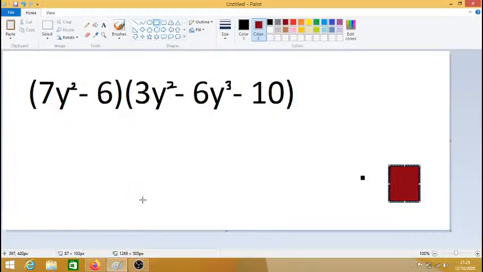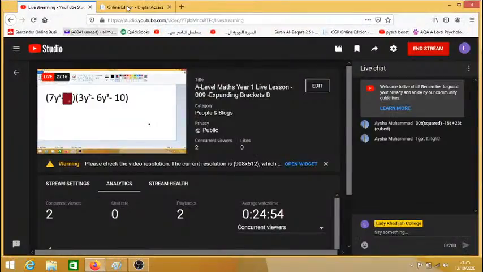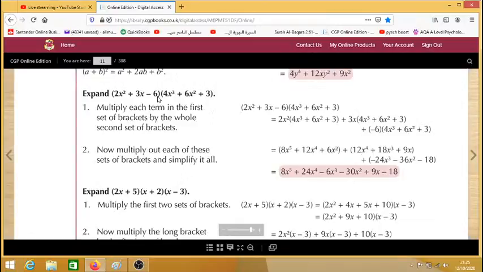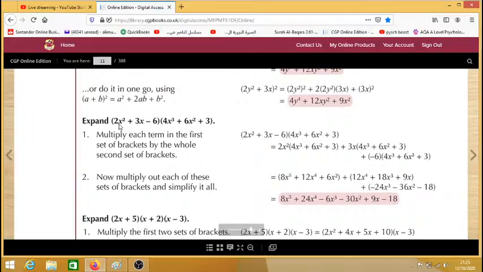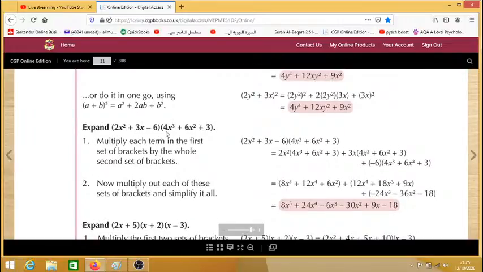More to come in tomorrow's lesson when we go on to triple brackets, but if you can just practice a little bit before then, hopefully you've got a copy of the book and the example question. If you just want to work through that, expand 2x squared plus 3x minus 6, with the second bracket being 4x cubed plus 6x squared plus 3. Cover up the working out and just try it yourself. And the good thing is that when you then compare your answer to the working out, you'll be able to see which part you got right, and if there's any mistakes you can learn from the correct working out.